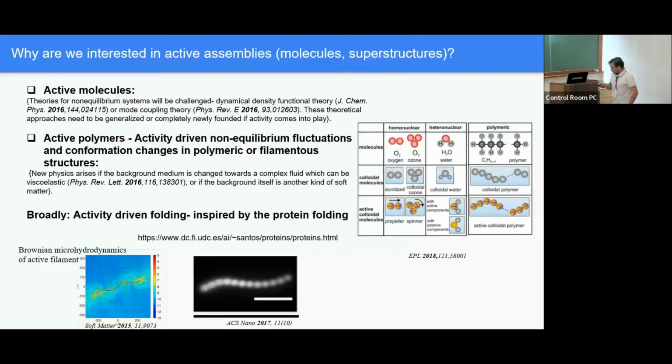So our interest in active assembly is basically we are inspired by biology to create active molecules where we can create new dynamic materials. With active polymers, we are interested in studying the new physics by activity-driven non-equilibrium fluctuations and conformation changes. And broadly, we are motivated by the folding in protein, and we are attempting to create freely jointed linear structures which can undergo activity-driven folding.